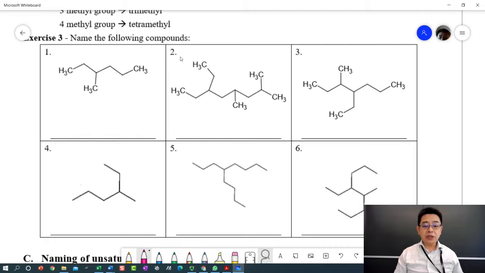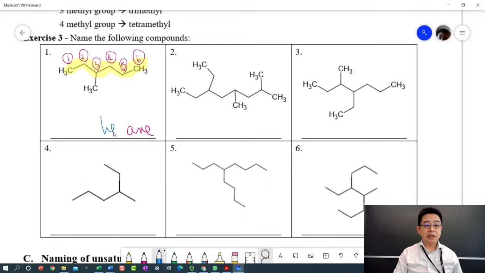The first thing we do here is again to find out the longest continuous parent chain. First of all, they are saturated hydrocarbon, so they all end with ANE, right? First thing first. And then the parent chain should be the longest continuous chain. So this one will be like this. This is the parent chain. So we count the number of carbon inside. 1, 2, 3, 4, 5, 6. Right. So the prefix for that will be hex.